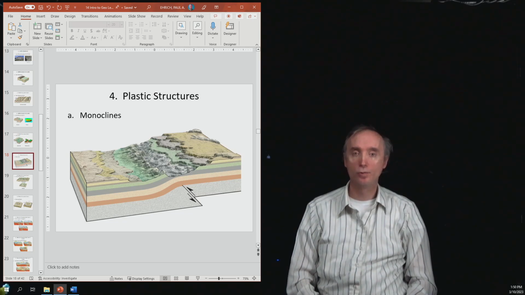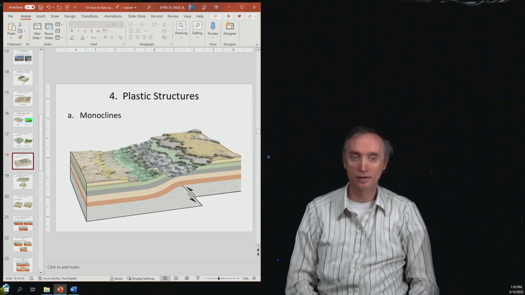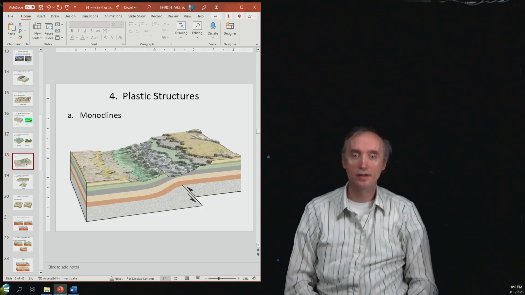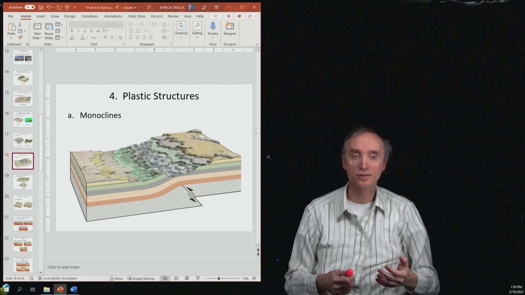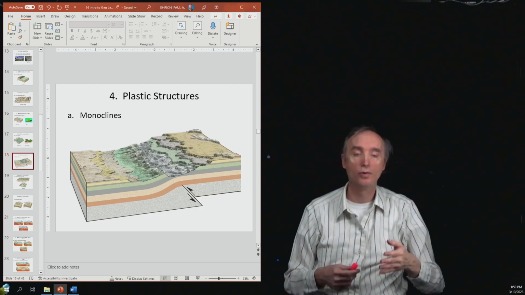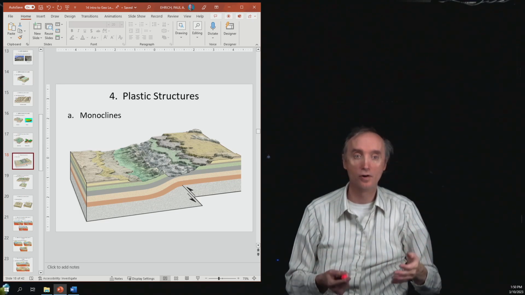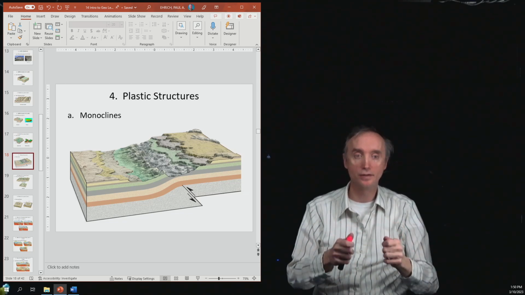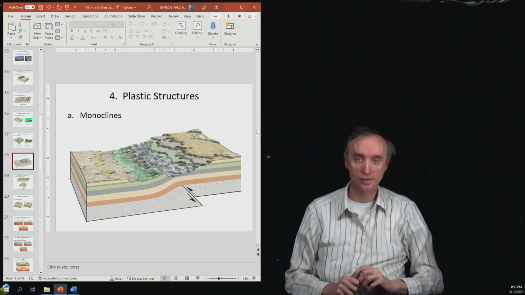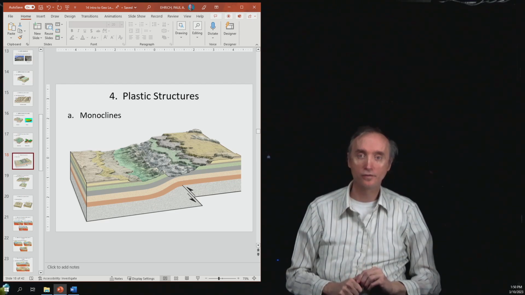I'm back, and now we want to talk about plastic structures. So we said that when you subject a rock to a stress, one thing that it could do is it could break, and then it's going to make either a joint or a fault. And another thing we said that it could do is it could bend and behave plastically. So here's our first example.